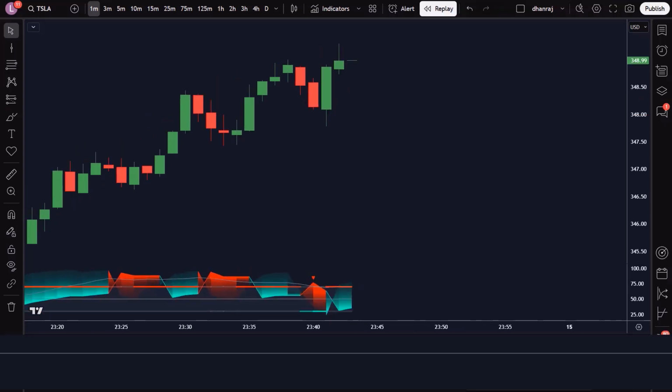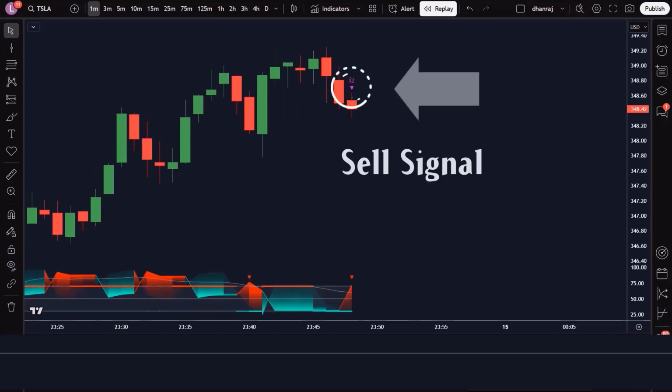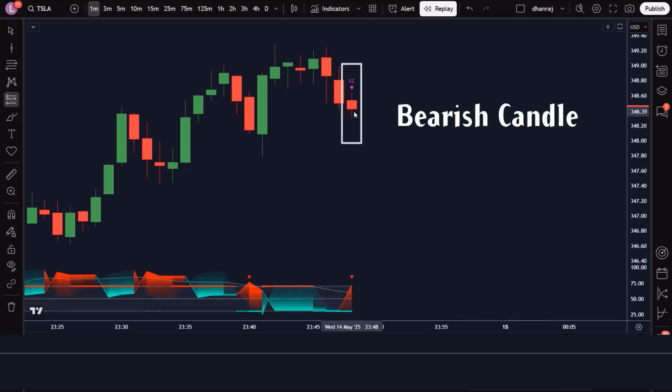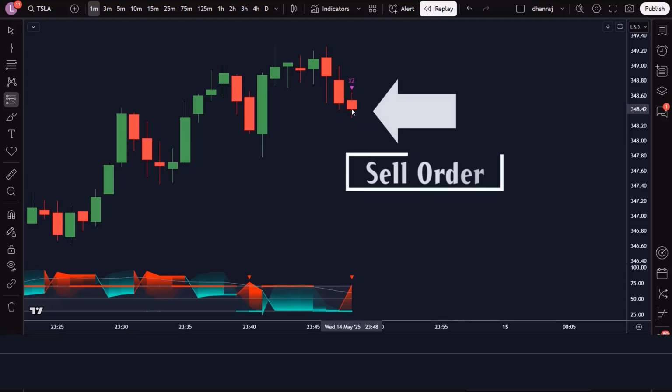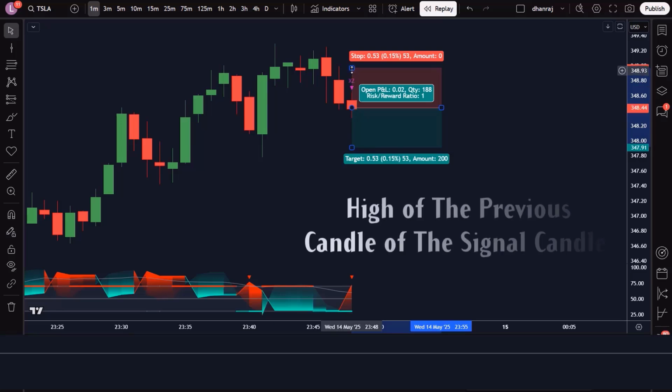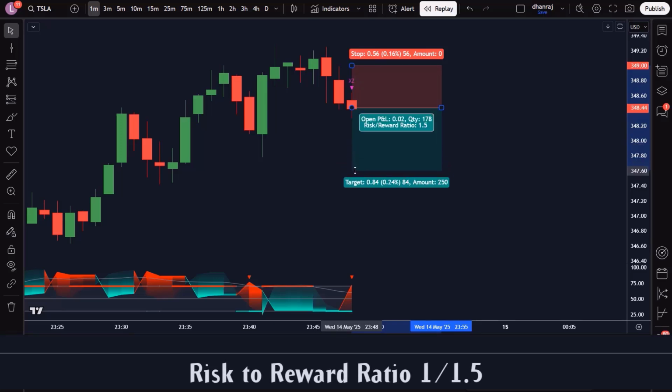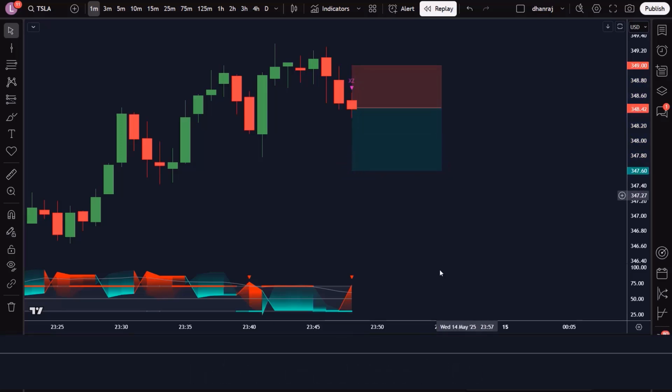Let's see how we use these trading setups. When the QQE cross indicator gives us a sell signal, when the super trended RSI indicator is red color downtrend, and when the market forms a bearish candle, if this condition is fulfilled, then we will place a sell order. Our stop loss is to be placed at the high of the previous candle of the signal candle. And the risk to reward ratio will be 1:1.5.